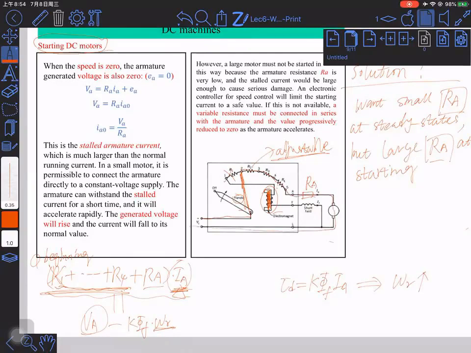And then if the speed further increases and becomes very much larger, then we have another part cut off. So eventually you repeat this process and cut off everything. When it moves to position 5 here, you basically cut off all adjustable resistors. So what is left over is just RA. That's how we start an actual DC machine.